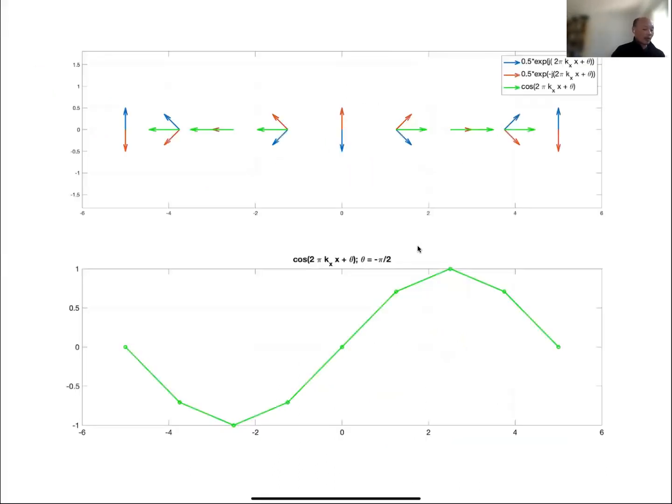And that's shown here where now I've made the phase minus pi over two. You can see that the phases are still equal and opposite to each other, but where they cancel out is shifted, because we've just shifted the cosine function to make a sine function. So now the cosine of two pi kx x plus theta, where theta is minus pi over two, is just this sine function, right? The phases are still going in opposite directions, but where they start off at zero, this phase here is pi over two, and this phase here is minus pi over two. So they just had a phase shift, and each of them has been shifted in their proper way.